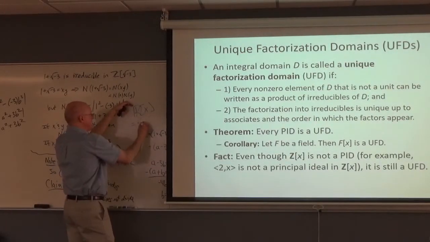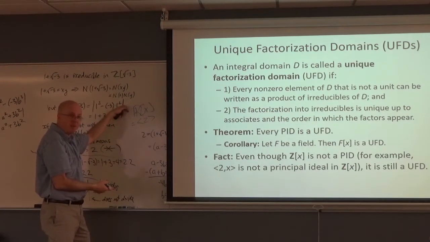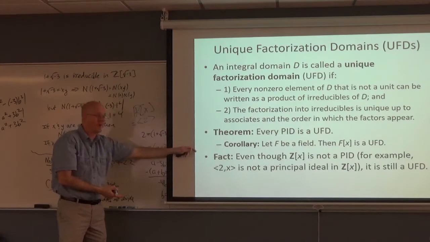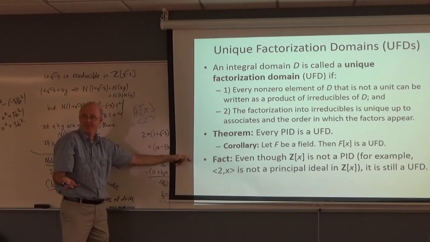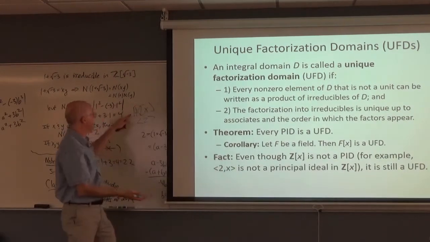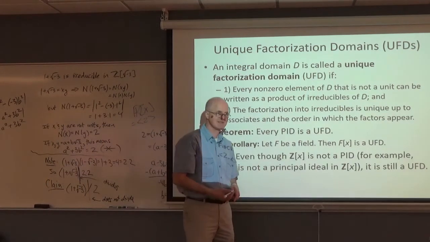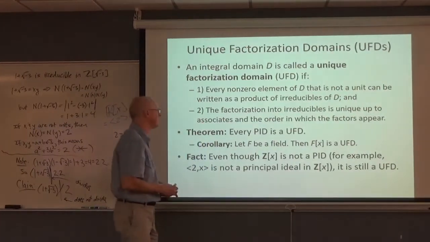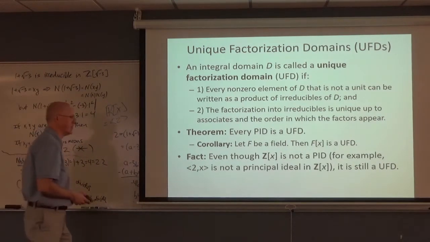And you could also say it's generated just by 2, for example, because 2 is a unit in Rx. And remember, whenever your ideal contains 1 or contains a unit, it equals the whole ring. Remember that? So it is a principal ideal in Rx, but not a principal ideal in Zx. However, based on the theorem in chapter 17, it's still a unique factorization domain.